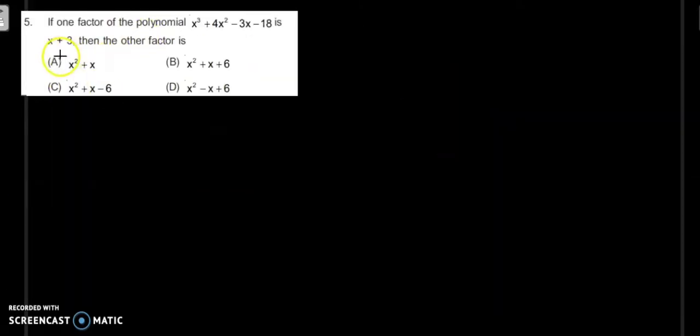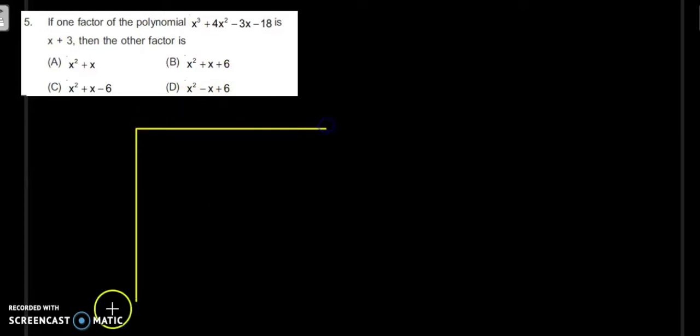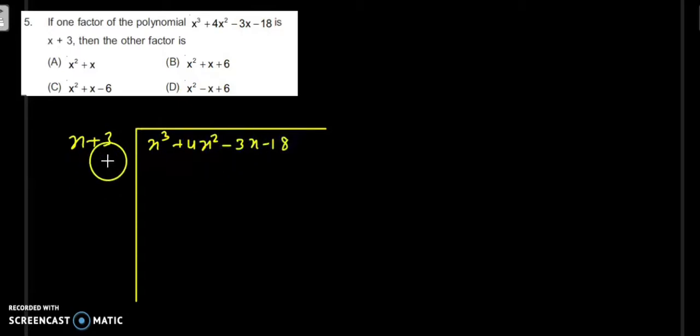One factor of the polynomial is given, we have to find another factor. For this the simple method is long division. Or you can check from the options also, but once you divide, if you get a remainder then it is not a factor. So better to do long division. X plus 3 as it is, and here x cube plus 4x square minus 3x minus 18. Long division will take mostly half a minute only.